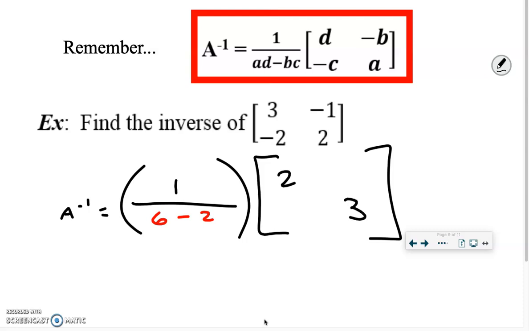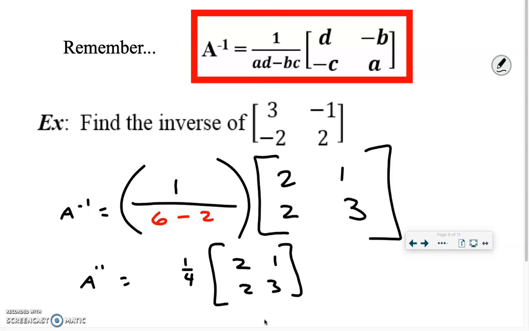A and D trade places. So 2's here, 3's there. What happens to B and C? They change signs. So the opposite of negative 1 is 1. The opposite of negative 2 is 2. All right, so as we clean this up really quickly, what is 6 minus 2? So my scalar is 1/4, times the matrix 2, 1, 2, 3.